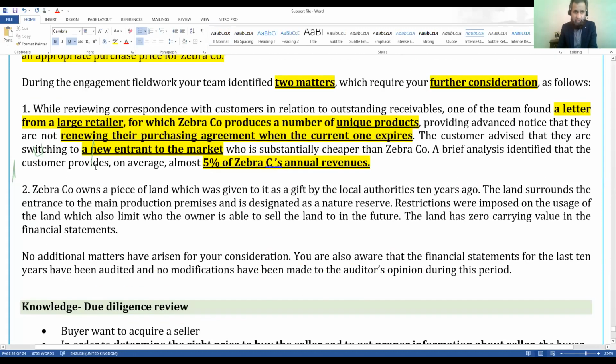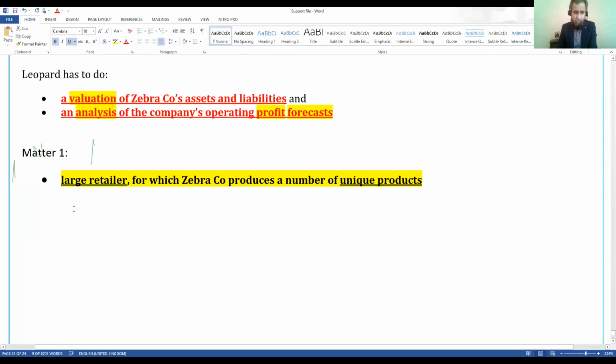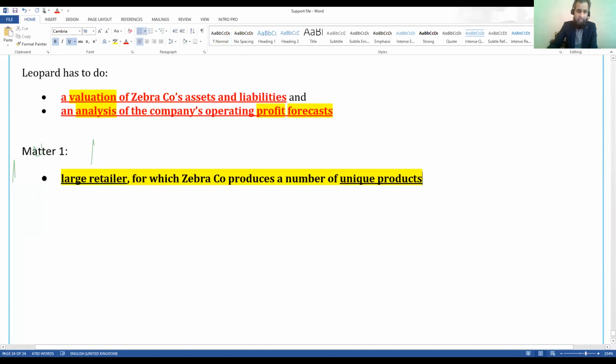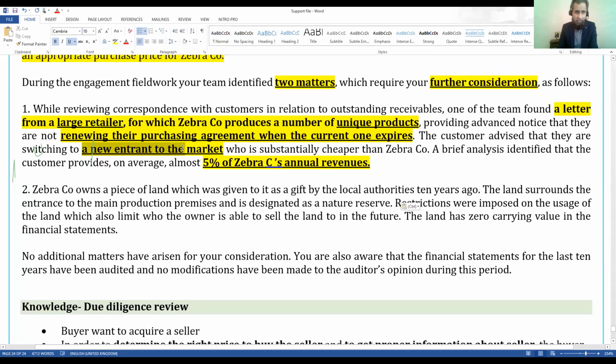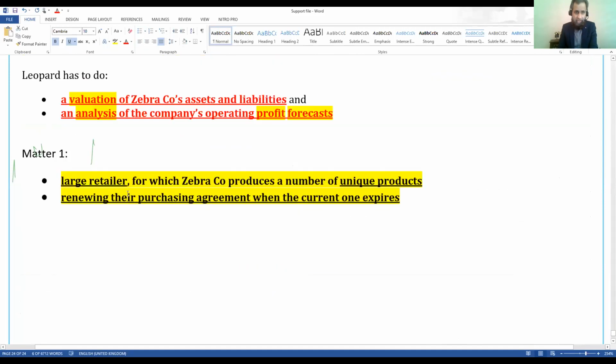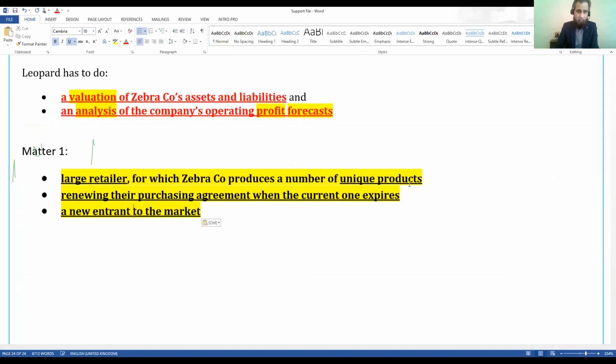Number 2, renewing their purchasing agreement when the current one expires. Second information. And the third information, a new entrant to the market has come in. So competition. And this large retailer provides 5% of the sales, right?